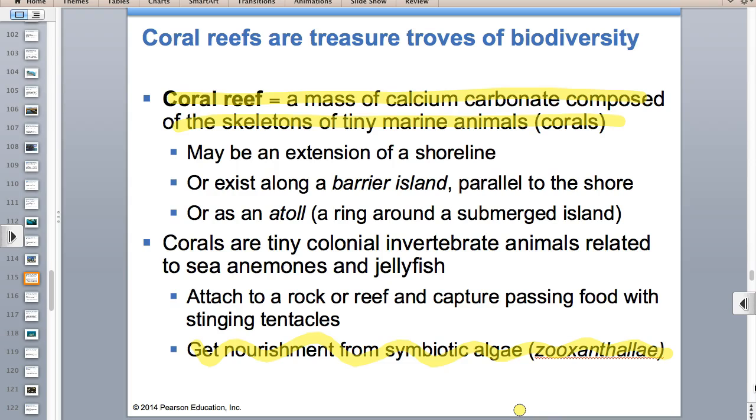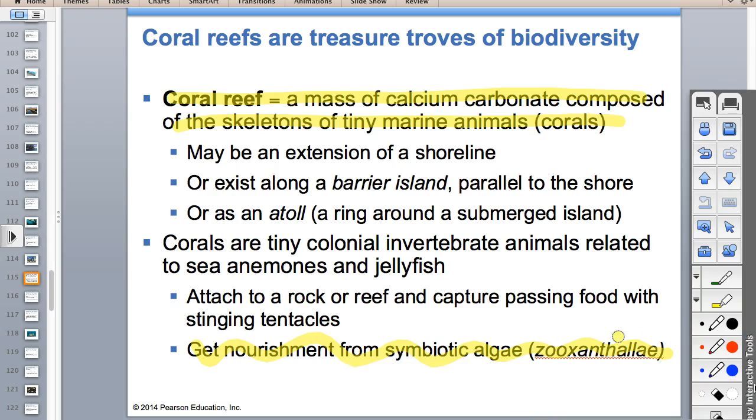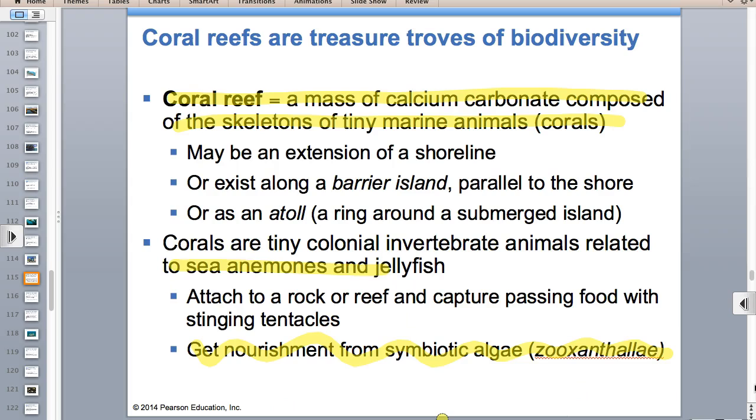Okay. So anyway, they're kind of an extension of the shoreline. Could be a barrier island or a ring, an atoll. When we watched that I Love You thing, and then the island had all gone down to the bottom and there was that ring around it, that's an atoll. So it's really pretty. Corals are tiny colonial little animals. Like I said, they're related to anemones and jellyfish, and they sting.